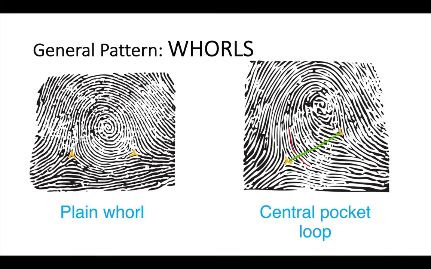Let's follow any line and any ridge pattern inside, and you can see that they may cross, but they don't go back around. Remember, the rule was you find a ridge pattern that's going in a full circle and that will cross the line and come back. Here, we don't have that. We may have a couple here that go around, but they don't cross and come back. Therefore, this is called a central pocket loop whorl.